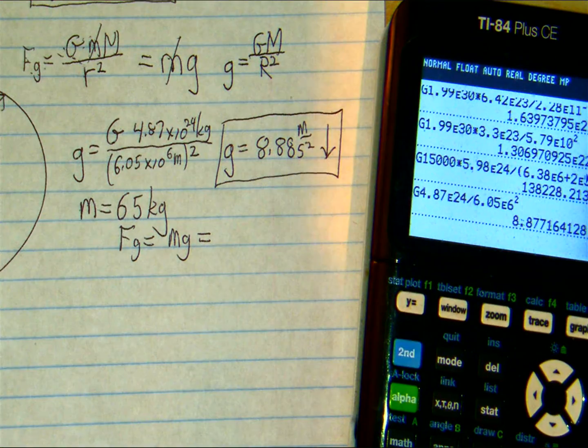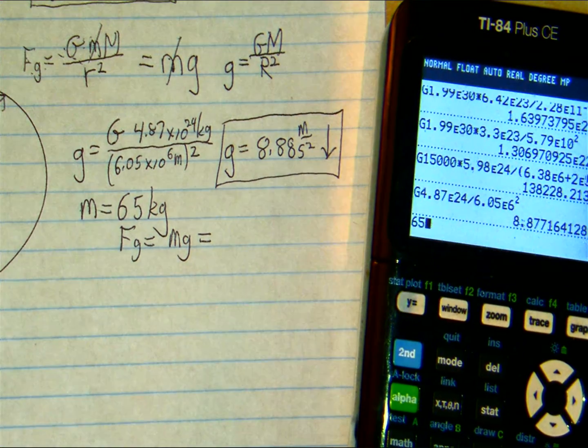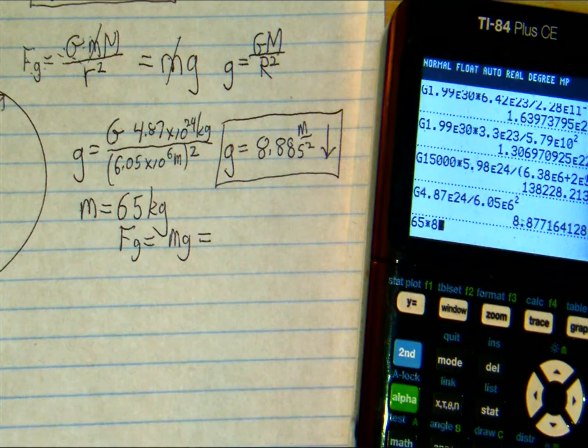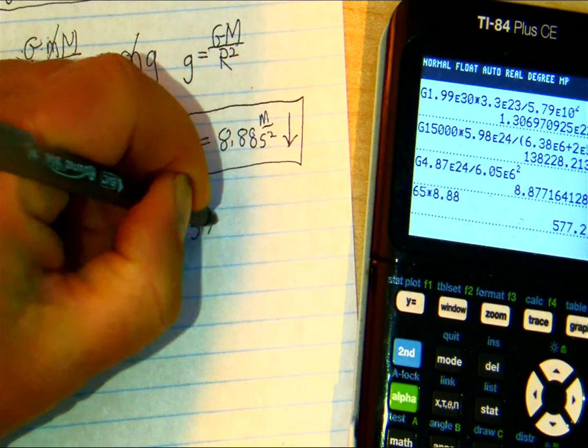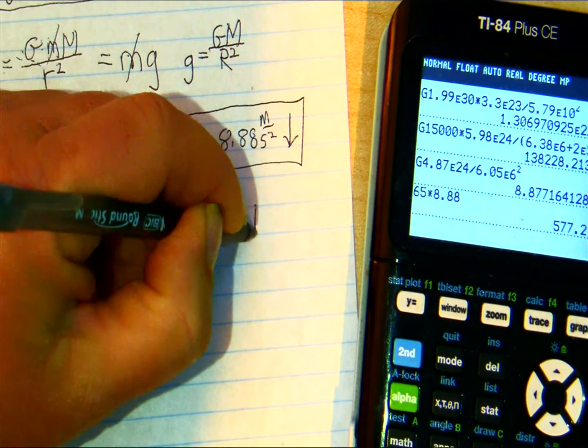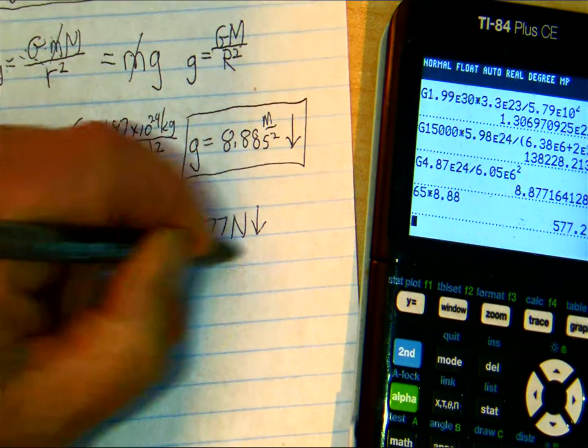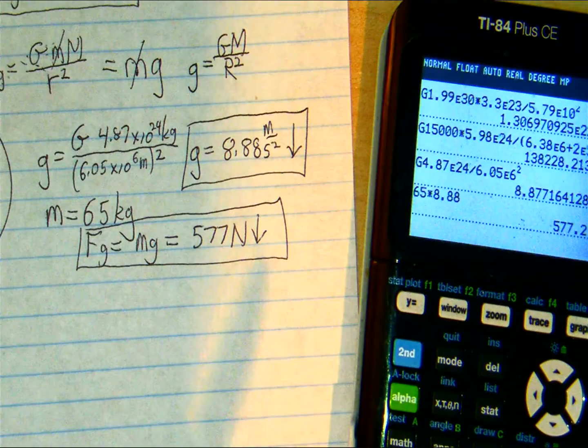But I'm going to take my answer, I'm going to round it. So 65 times 8.88, enter, and my calculator says the answer is 577 newtons is how much you weigh on Venus.